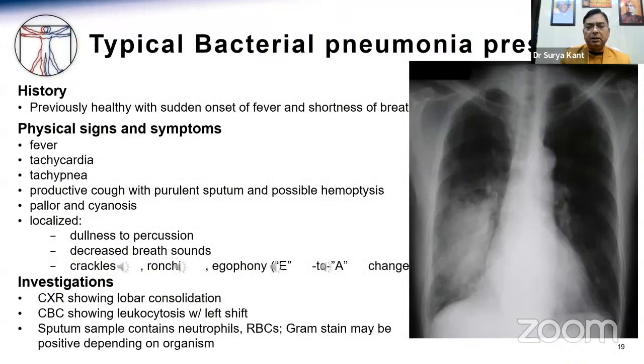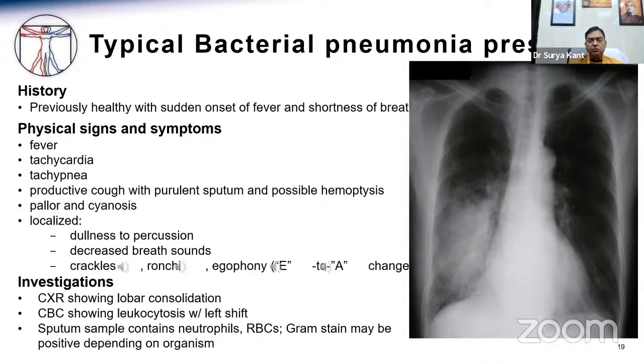Now coming to typical bacterial pneumonia. More than 80% of the pneumonia cases we face are typical bacterial pneumonia, or the common typical community acquired pneumonia. Usually you will get a history of a previously healthy person with sudden onset of fever and shortness of breath. Physical signs and symptoms usually present: fever, tachycardia, tachypnea, productive cough with purulent sputum, and possible hemoptysis in some cases. Pallor and cyanosis, and localized signs of dullness to percussion, decreased breath sounds, crepitations, rhonchi, egophony, and change of the crepitations with coughing.